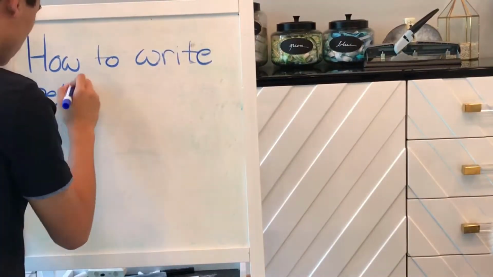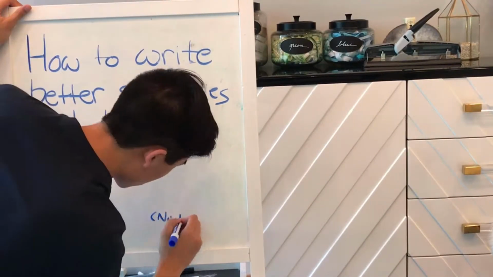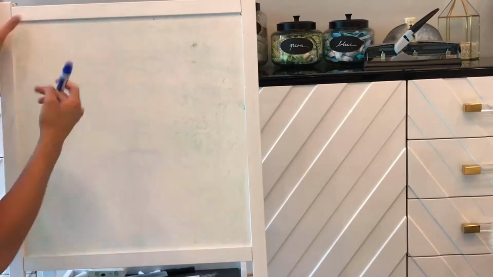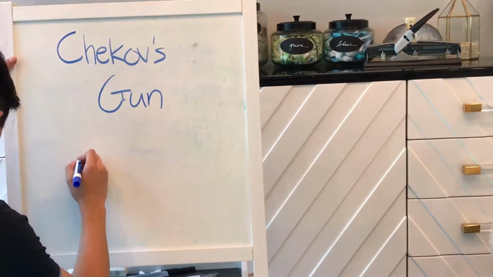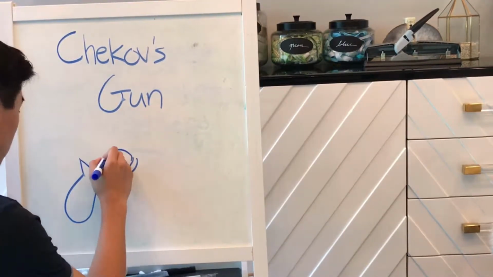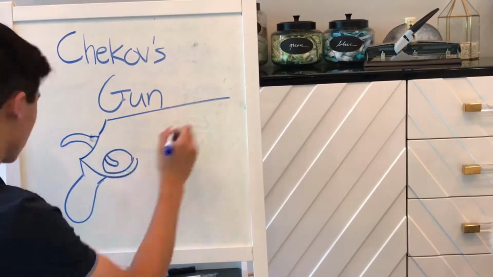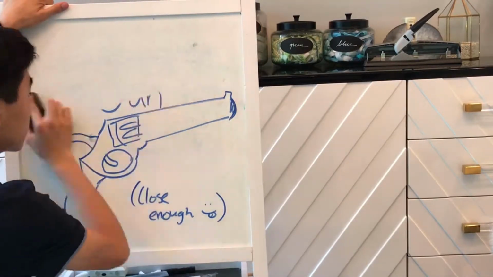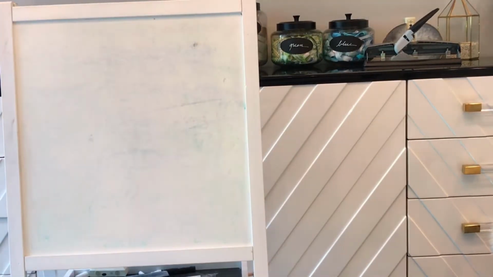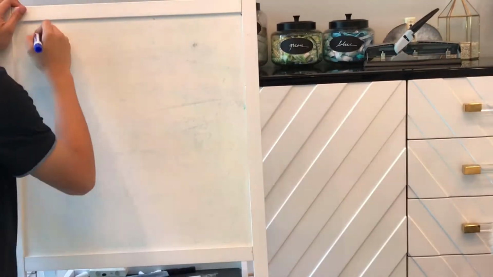Hello, today we're going to look at how to write better summaries and be more concise in your writing. Today we're going to look at something called Chekhov's gun. Chekhov's gun is a literary technique a lot of writers use in order to decide which details are important and which ones aren't. So what is it exactly?